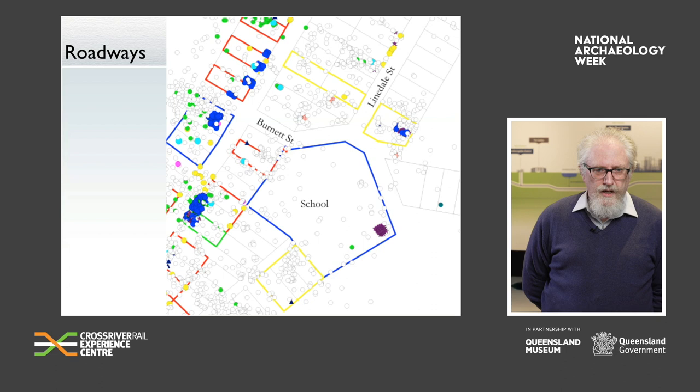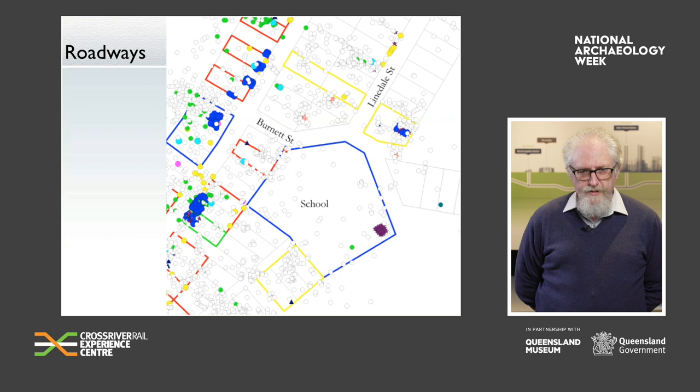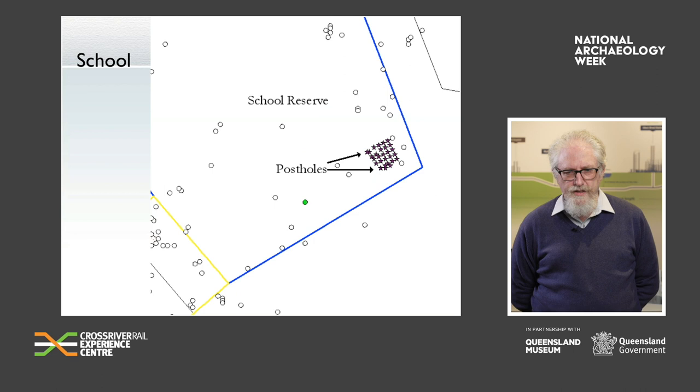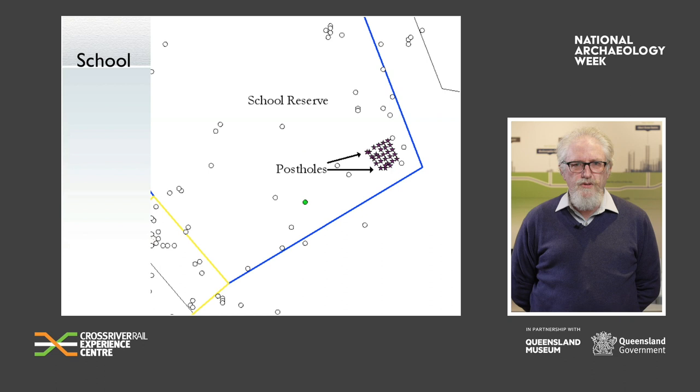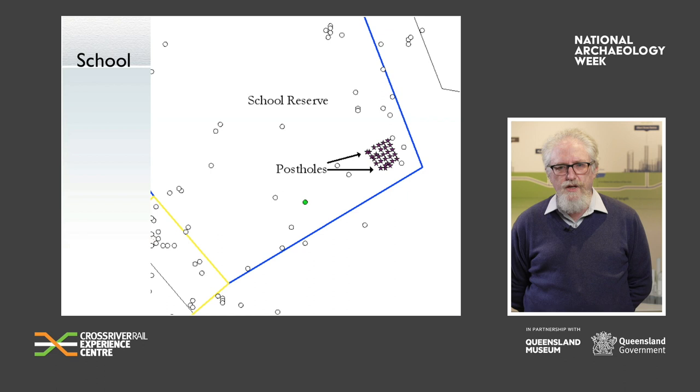The dark blue are housing stumps. The dark purple are post holes where housing stumps were located. So if we zoom into the school area, we can see where the school building was within the school reserve by the holes left from where the posts have rotted away.